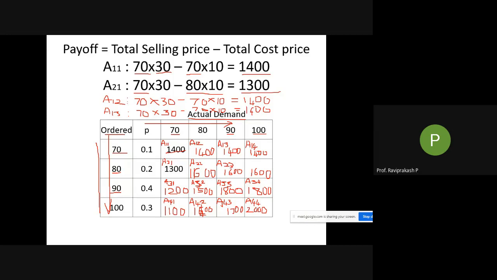Those who have not understood, please go back. It will take only some 10 minutes, not more than that. Go back to the sum, understand how we got these particular values. Right? So we'll stop for the day.